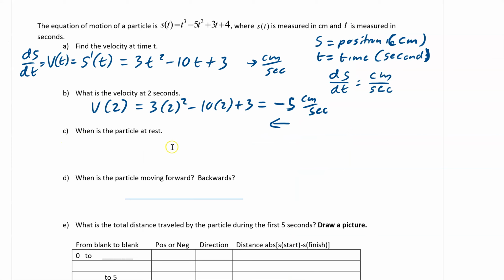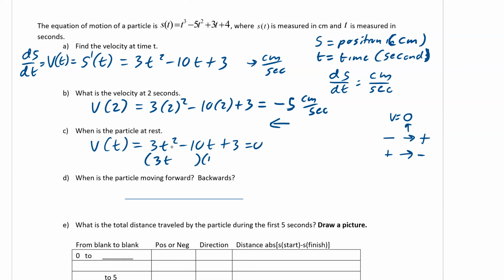So now my question is, when is it at rest? Well, if something's at rest, that means it's going from a negative to a positive, or from a positive to a negative. And the only number you can go through is 0. That's when it's at rest. Its velocity is equal to 0. So if we take our velocity function, set it equal to 0, we now know when it's at rest. So we need to factor this.